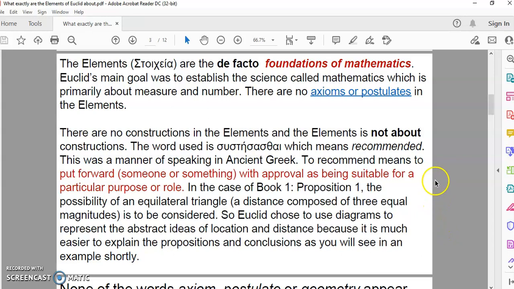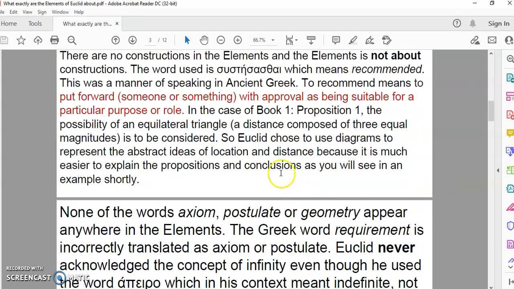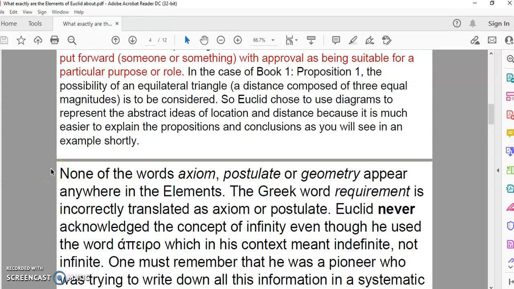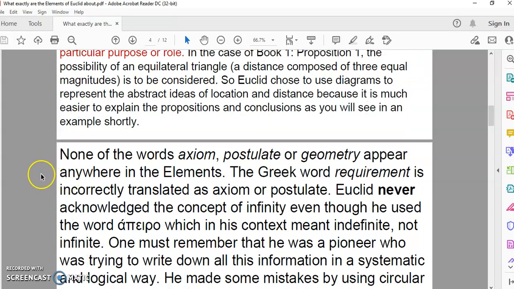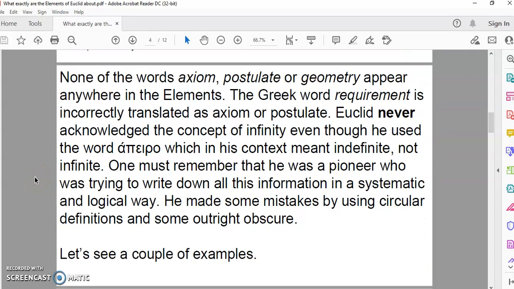So Euclid chose to use diagrams to represent the abstract ideas of location and distance because it is much easier to explain the propositions and the conclusions, as you will see in an example shortly. None of the words axiom, postulate, or geometry appear anywhere in the elements. Did you get that? None of those words. And by the way, I'll place a link to this presentation so you can study it again in your own time. The Greek word requirement is incorrectly translated as axiom or postulate by Sir Thomas Heath.